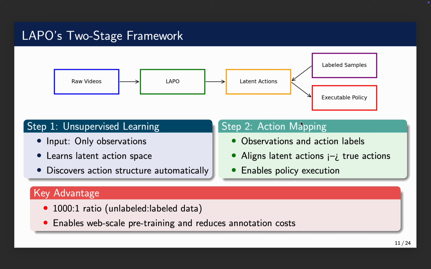As per the authors of the paper, we can have a 1,000:1 ratio between the unlabeled and labeled data, and it will still work. So this enables web-scale pre-training, which allows us to use the massive amounts of data that we have on the web to pre-train our models. This significantly reduces annotation costs, since we have a large corpus of data from which we can extract information.